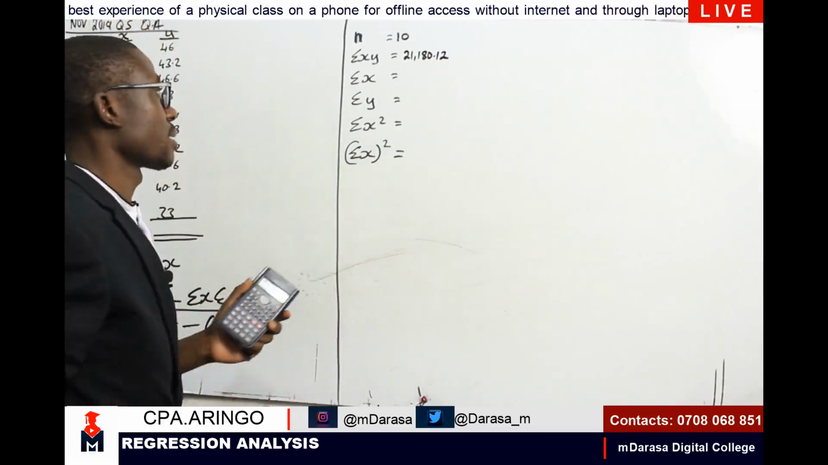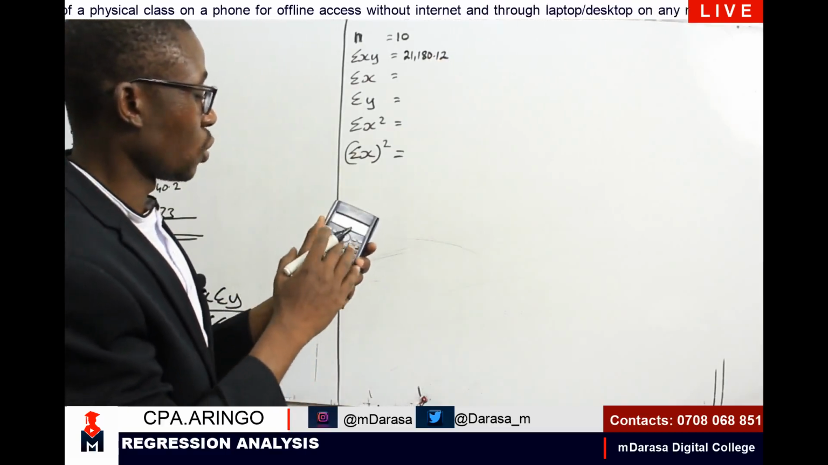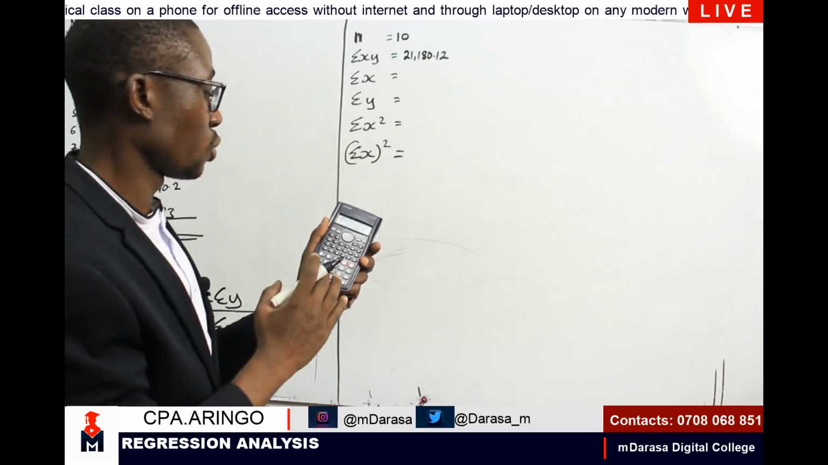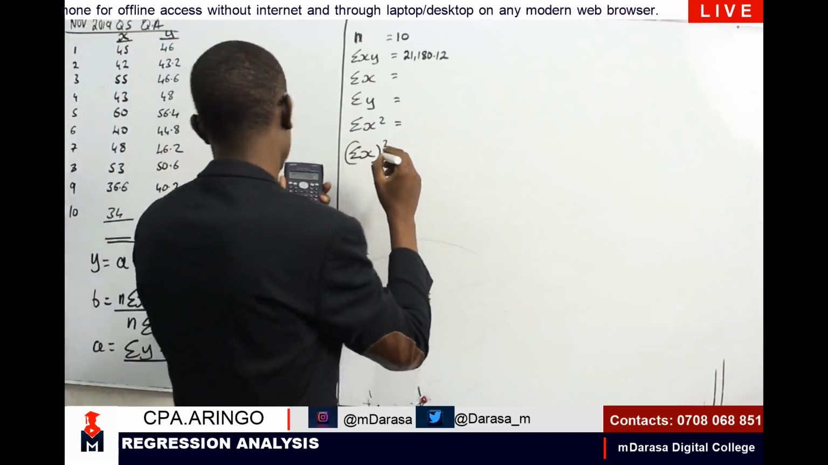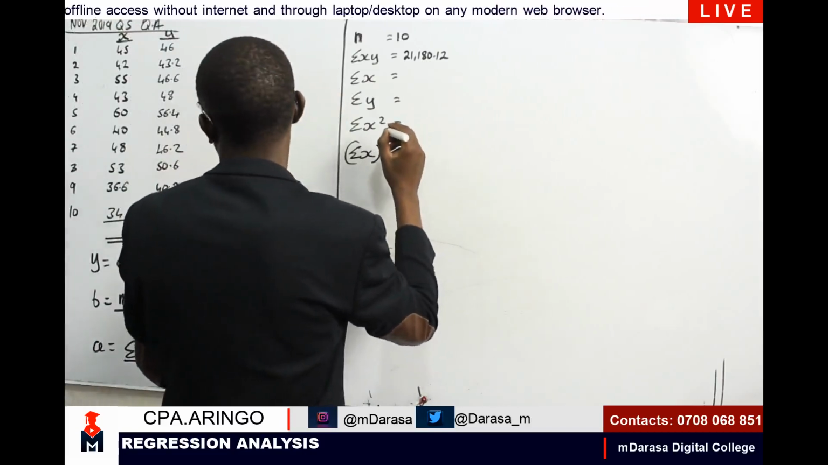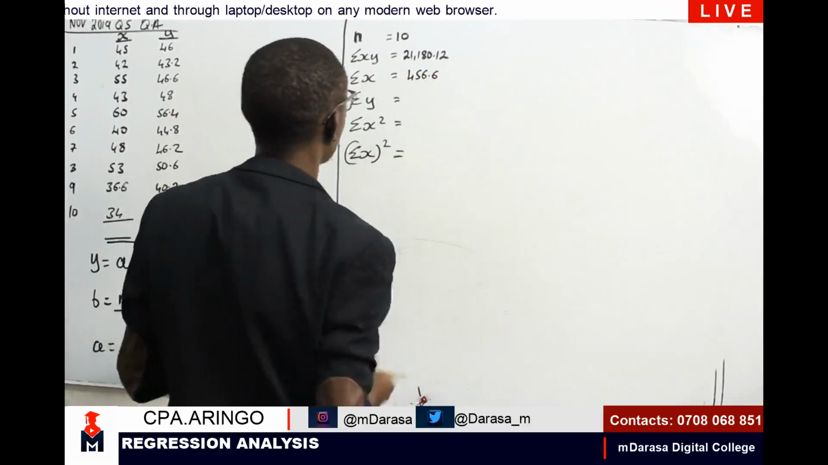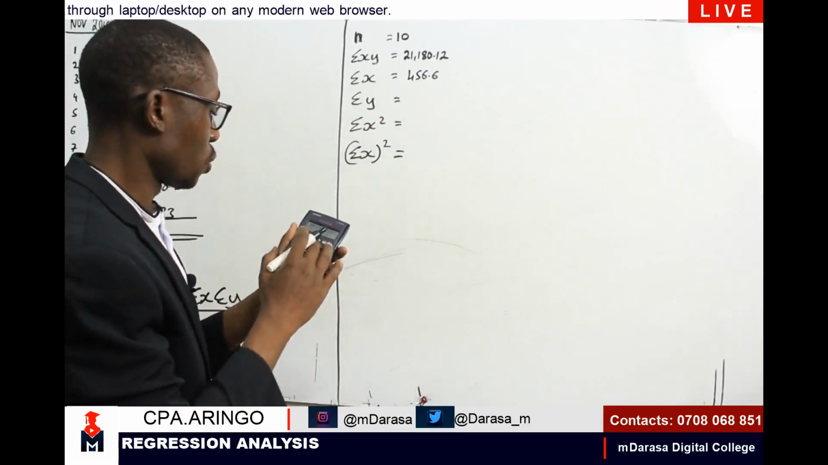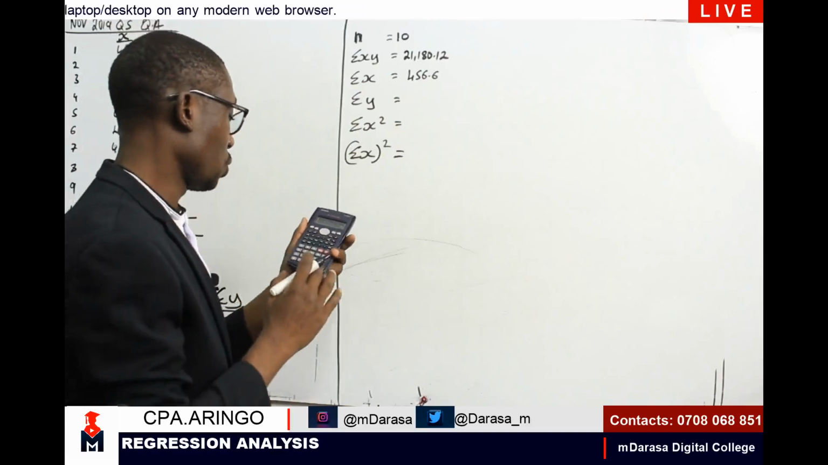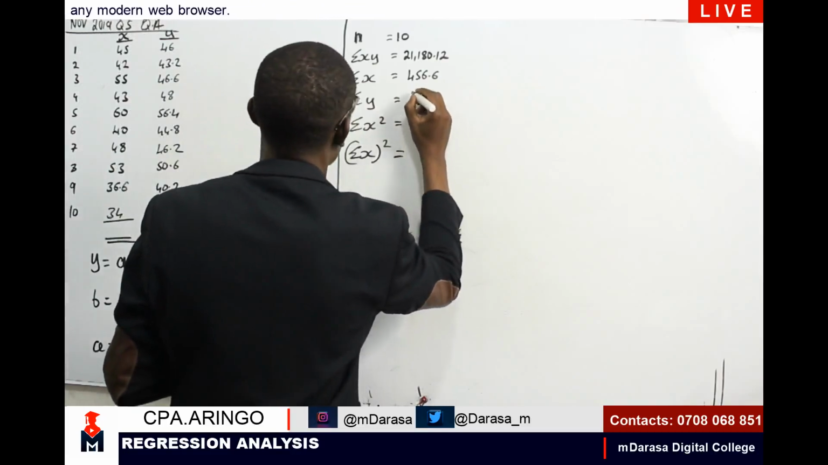Summation of x, I do Shift, then 1. I scroll to where I'm having summation of x, which is number 2. So I'm clicking 2, then equal sign to give me 456.6. Summation of y, the same concept, Shift 1. I scroll to where I'm having y, which is 2. That should give me 455.